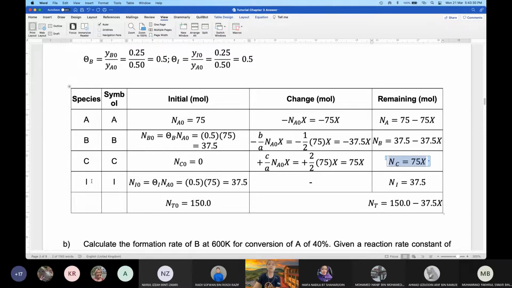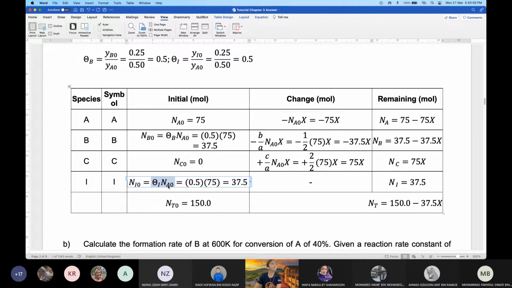Okay, so we want to calculate the initial amount of inert ataupun initial moles of inert. So it's Ni naught equals theta I and A naught. Kalau tadi NB naught, theta B and A naught. Kalau Ni naught, theta I and A naught. Okay, so how to calculate theta I? Kalau tadi theta B, amount of B over A. Kalau theta I, amount of inert over amount of A.